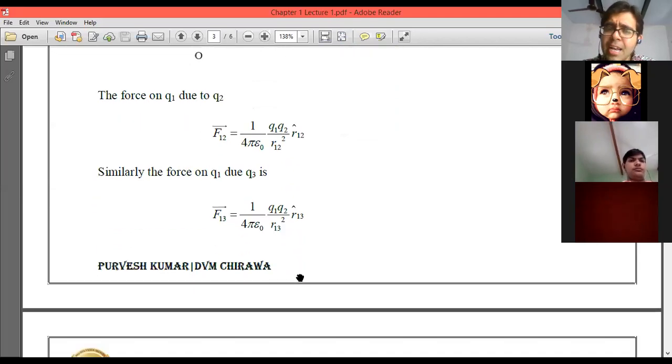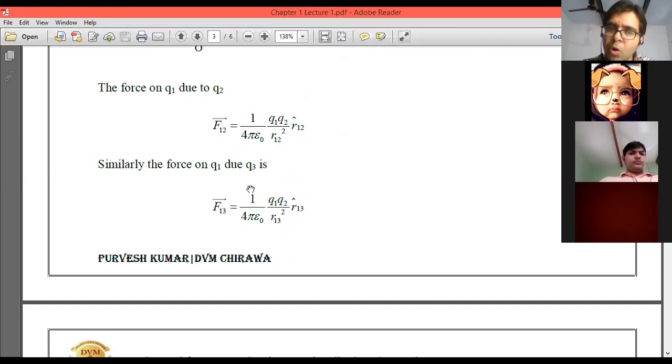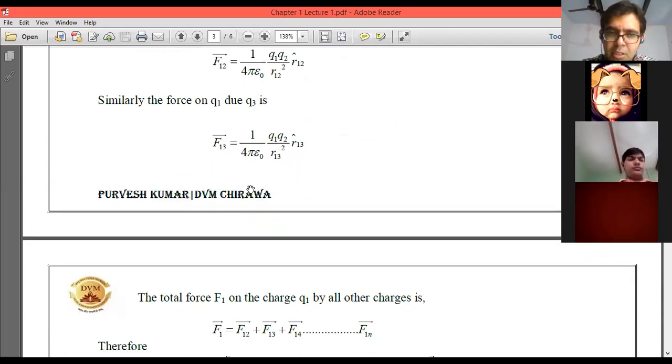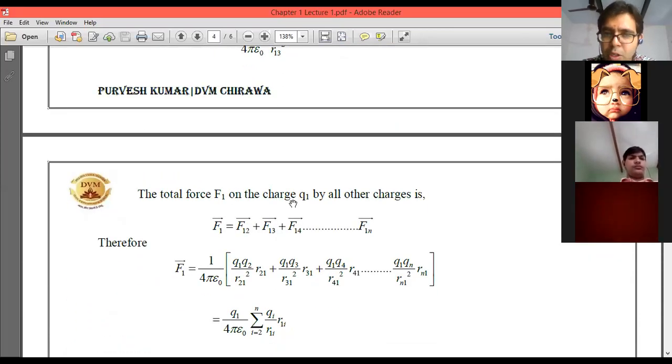And so on. If n number of charges are present, then we will find the individual forces on a given charge due to the n charges, and then we have to do the vector sum of all the forces on the given charge. The total force F1 on charge Q1 due to all the other charges is the force on charge 1 due to charge 2, force on charge 1 due to charge 3, force on charge 1 due to charge 4, and so on, up to the force on charge 1 due to the nth charge.